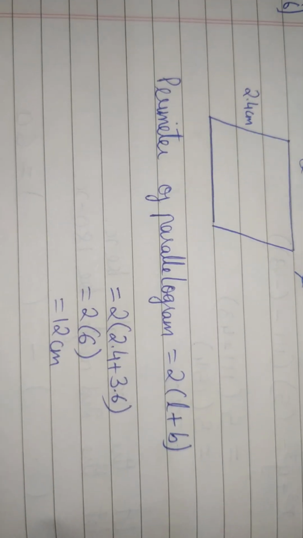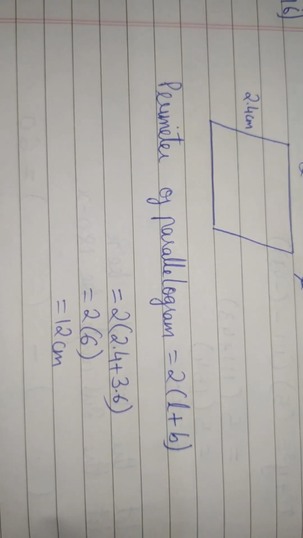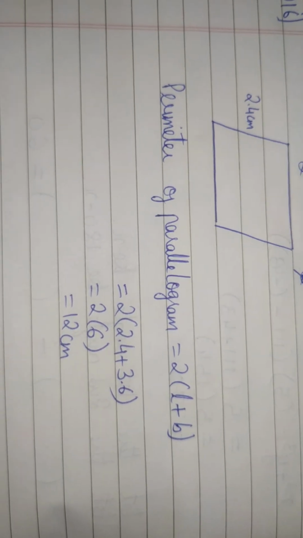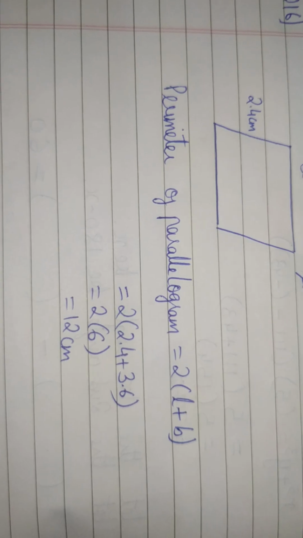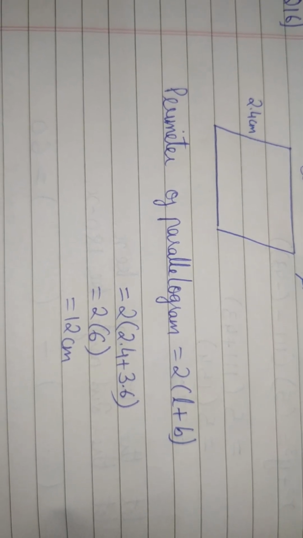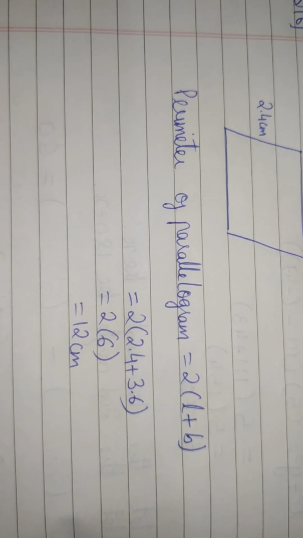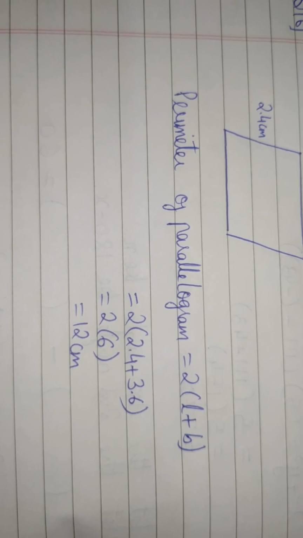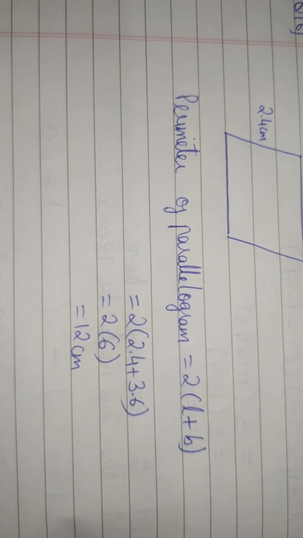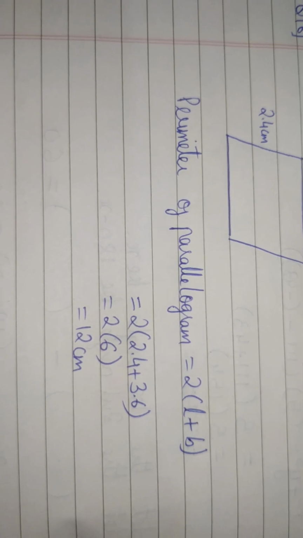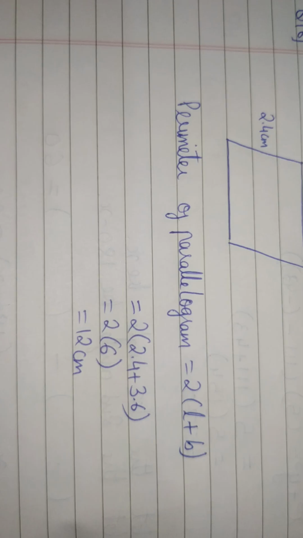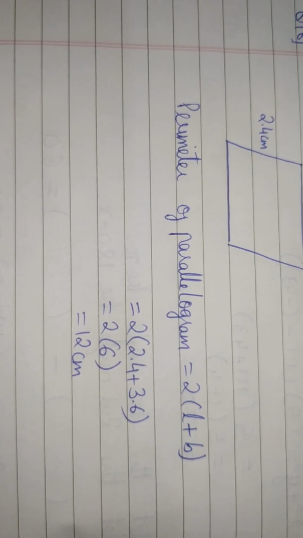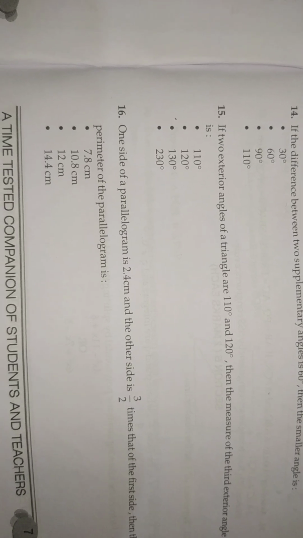Okay, then the perimeter. They ask us to find the perimeter of the parallelogram. So the perimeter of a parallelogram is equal to 2 multiplied by bracket L plus B. Close the bracket. So then I have substituted the values. Okay, so 2 bracket 2.4 plus 3.6. If you add what is in the bracket, you will get the answer 6. Okay, and if you multiply that 6 with 2, the final answer will be 12. So the correct option will be the third one.